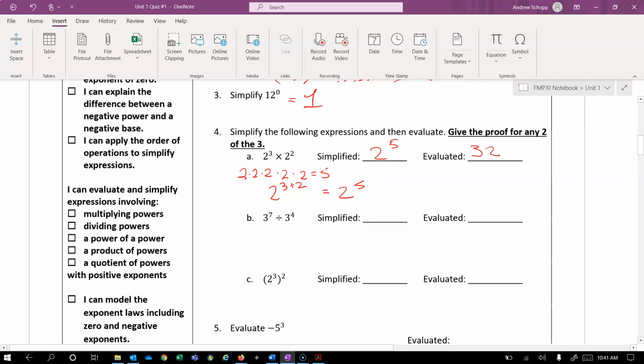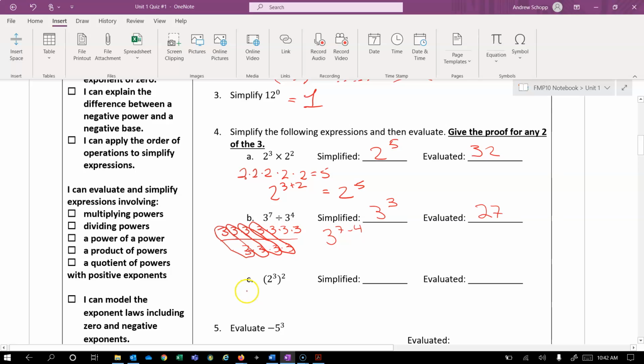For B, we know that when we're dividing powers with the same base, we subtract the exponents. So 3 to the power of 7 minus 4 is 3 to the power of 3. And if we evaluate that, we get 27. If you chose to prove this one, you would write out 7 threes on the numerator. You would write out 4 threes in the denominator. And then we would show that 3 divided by 3 is 1, and they cancel out or simplify. And we're left with 3 to the power of 3.